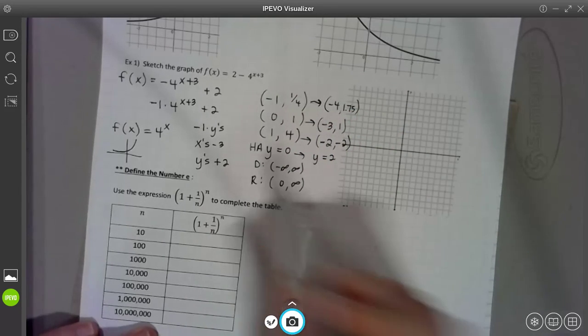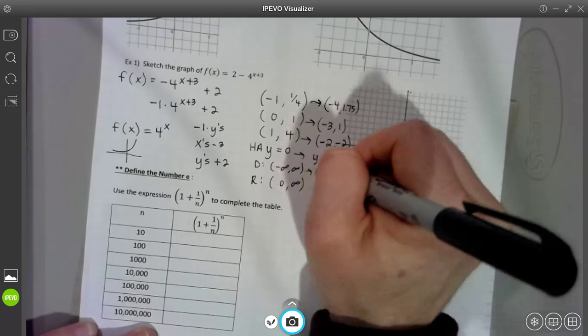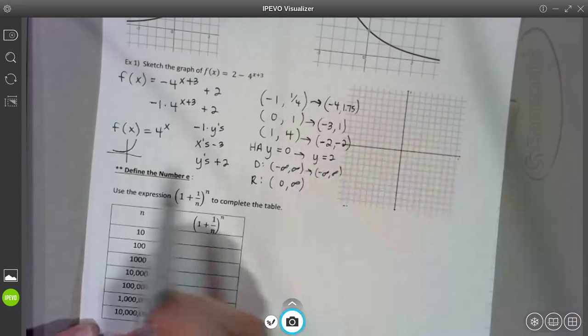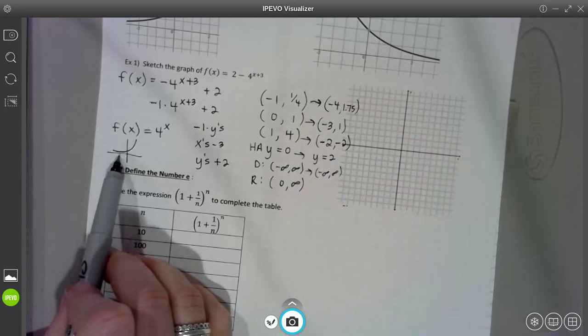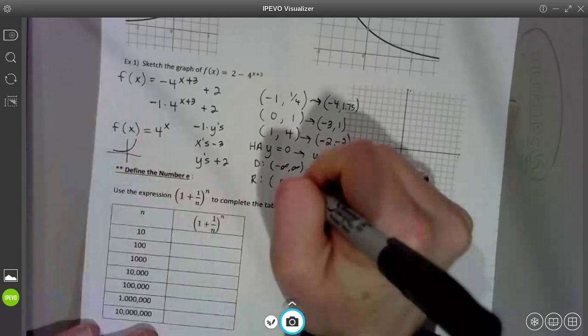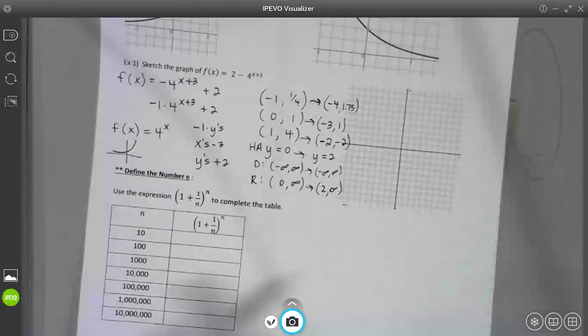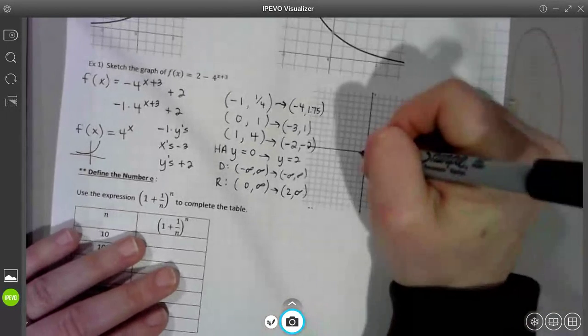Your domain, nothing's going to change your domain. The domain of an exponential function is all real numbers. But your range, guys, it used to be going towards the HA at 0. But now the HA is at 2. So now your graph is going to go from 2 to infinity because your HA shifted. All right, let's plot it and see our graph.